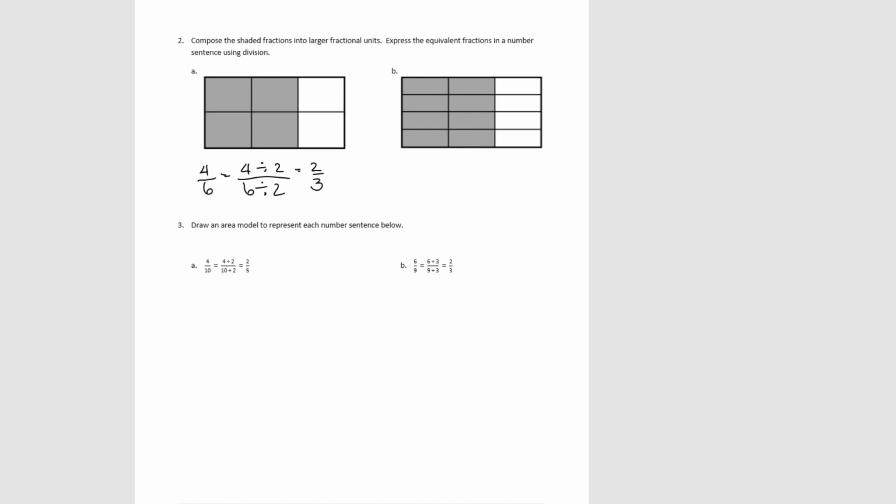So grouping these into groups of 2 now, we have 1, 2, 3 total units, of which 2 are shaded. Pause the video and try B.